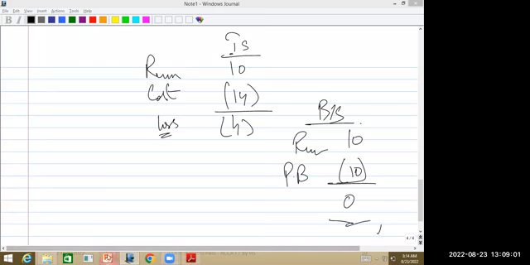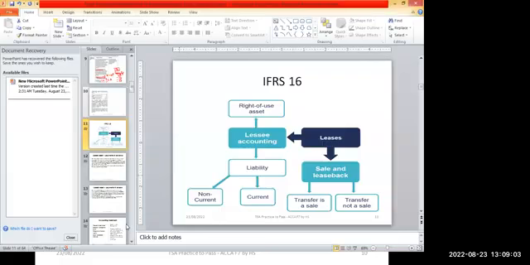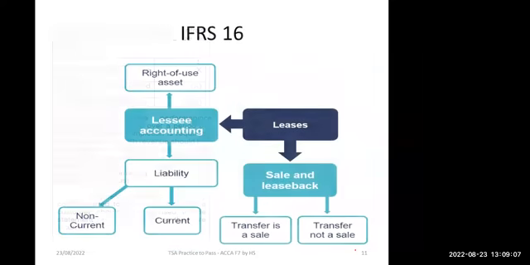So now let's move on towards the next topic, that's about IFRS 16. This standard is about the leases. There are two exceptions under IFRS 16. Can you tell me the exceptions?